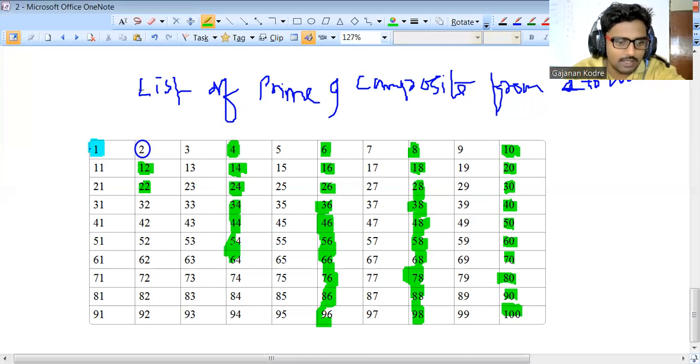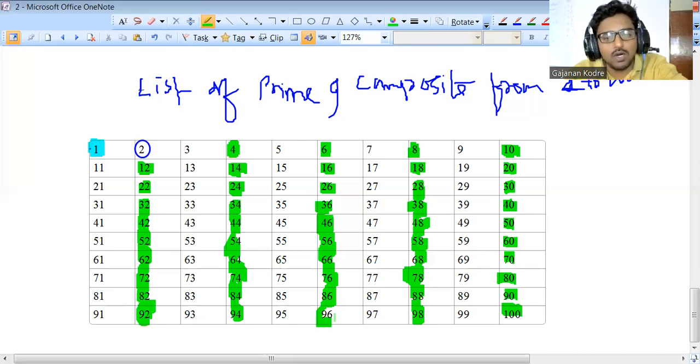I hope you all are getting it. You need to go with the steps, please. Okay. So in this way, I have crossed out all the multiples of 2. Now, what is the next step? After 2, you need to circle the next number. So which is the next number? 3. So encircle 3.